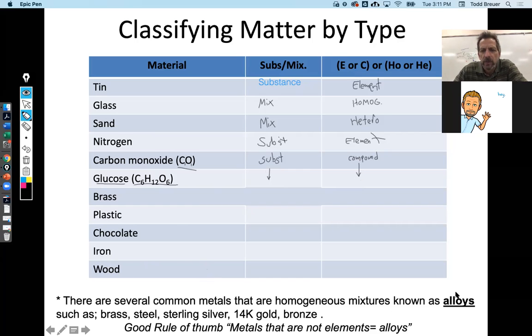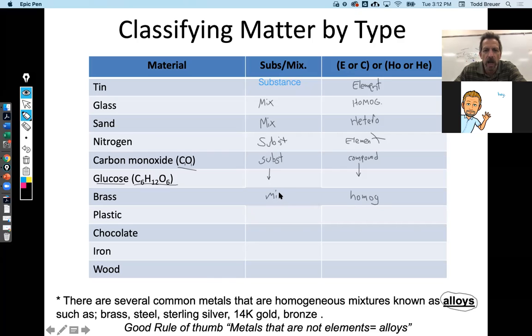I wrote a little note here at the bottom because there are a couple of confusing examples. These things that are called alloys, metals that you know that exist, but they're not on the periodic table, for the most part, are pretty much called alloys. And alloys are usually homogeneous mixtures of various metals blended together. So brass, we know brass isn't on the periodic table. You'll never find it on there. So we know that that would be called an alloy, some homogeneous mixture of various metals.